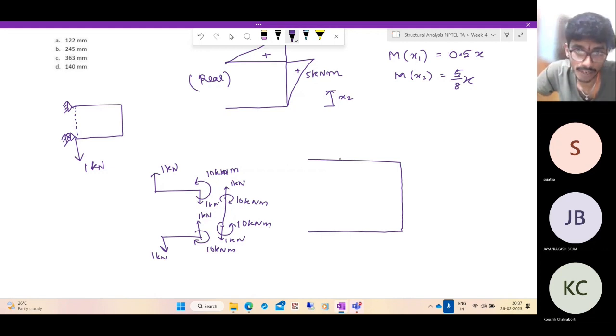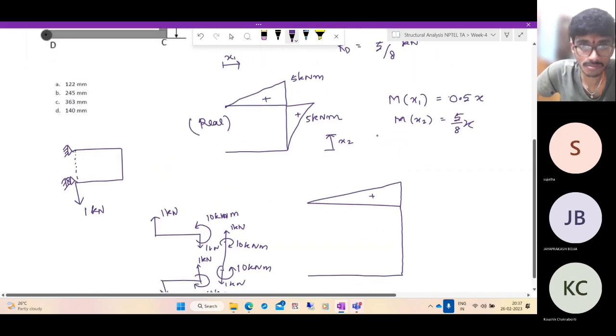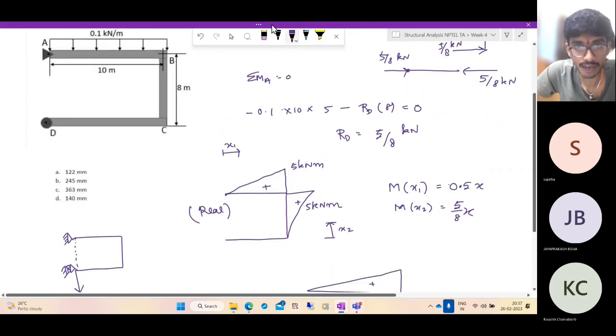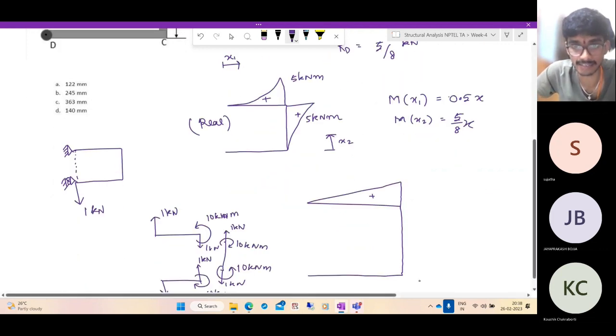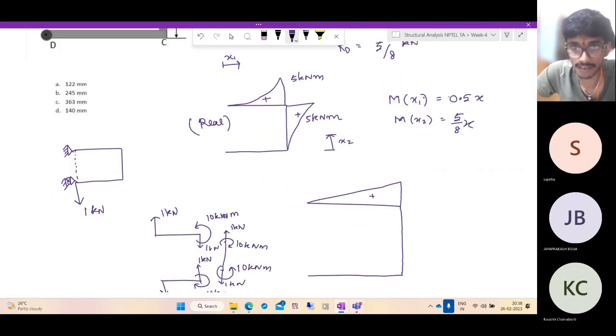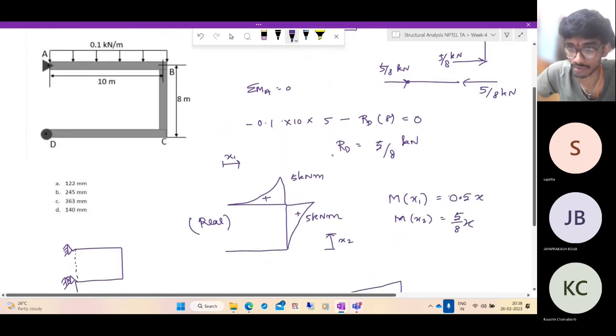So if you take about this point, it is sagging. Right? So just a minute, there's a correction. This shouldn't be straight, because it is quadratic, right? Since it is a uniformly distributed load, this is quadratic and this is straight. So this is 0.5 into x squared by 2.